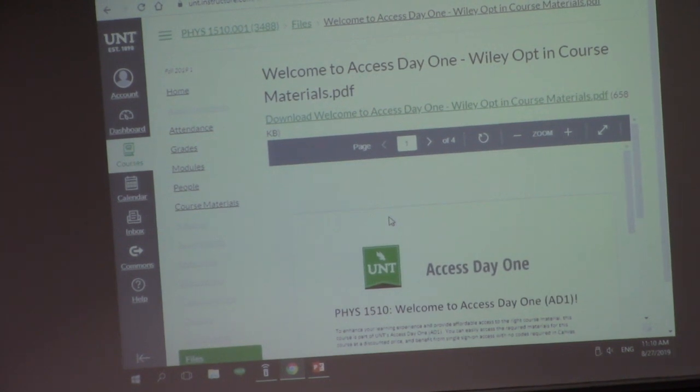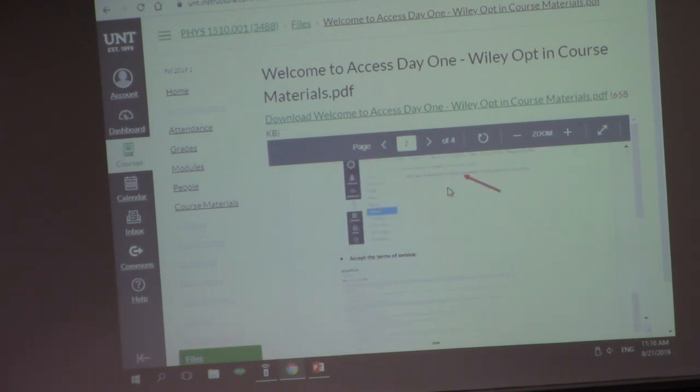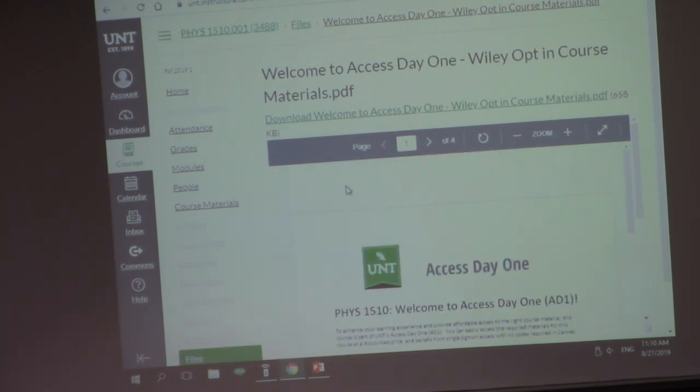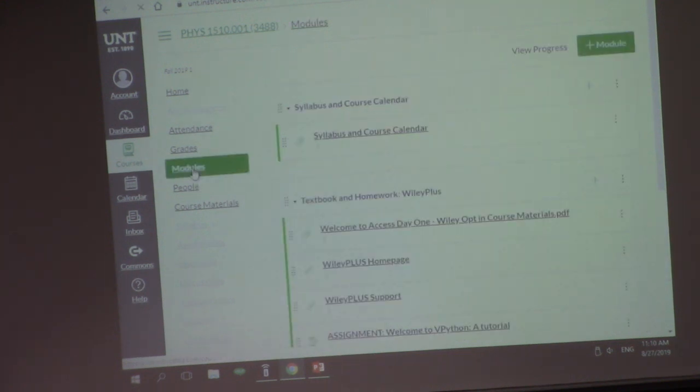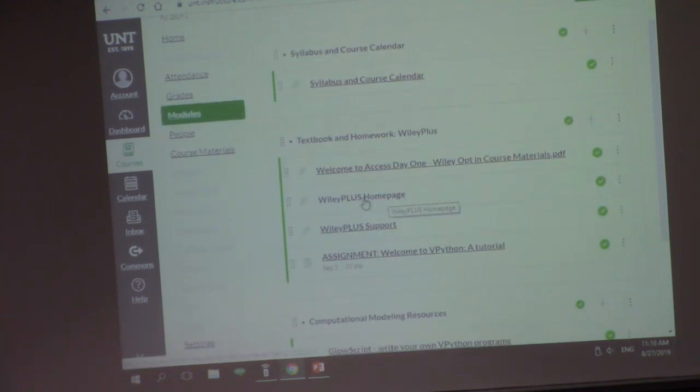Basically, the idea is that you're automatically opted into this, and if you stay opted in, then you have access to all the course materials, the ebook and the homework system on day 1, and it gets billed at a discounted price. I think it's $63, so you can look at this document. To get to your homework, it isn't quite the way it says in this document.